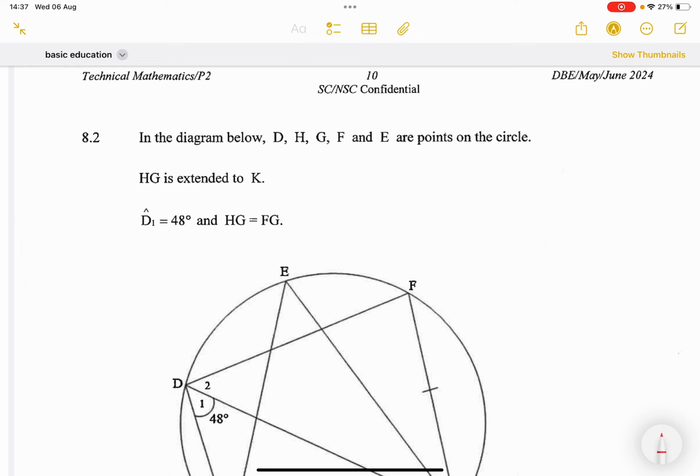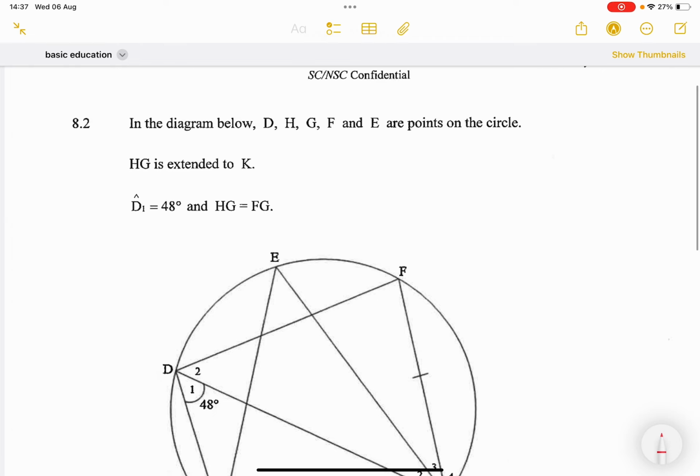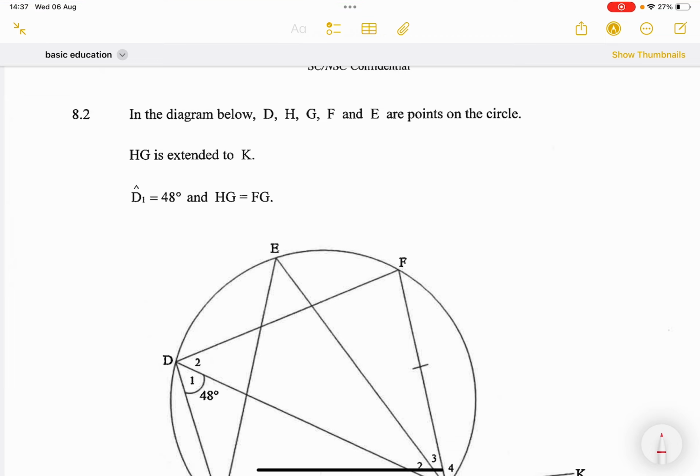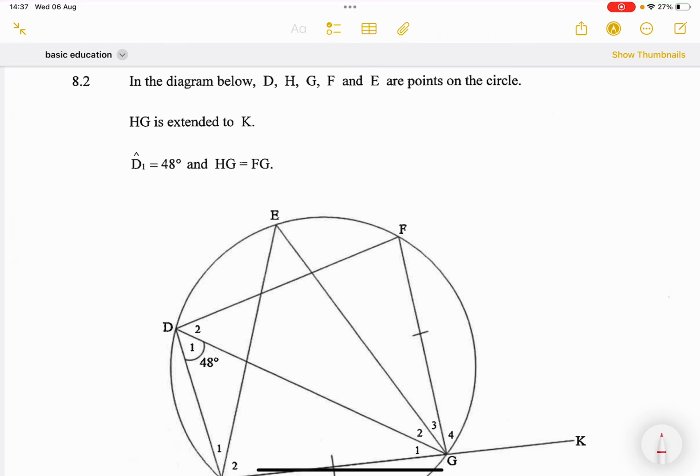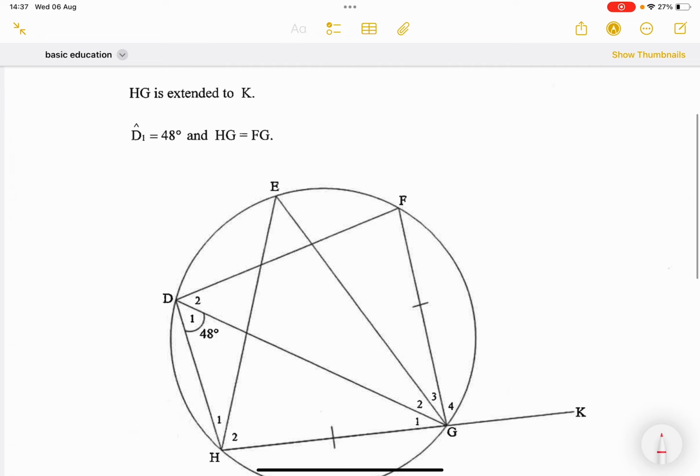Right, let's get into some Euclidean geometry. Continuing from the previous question, they say in the diagram below, we've got D, H, G, F, and E. These are points on the circle. HG is extended to K. Now remember, when I say a line is extended, it means that line is a straight line.